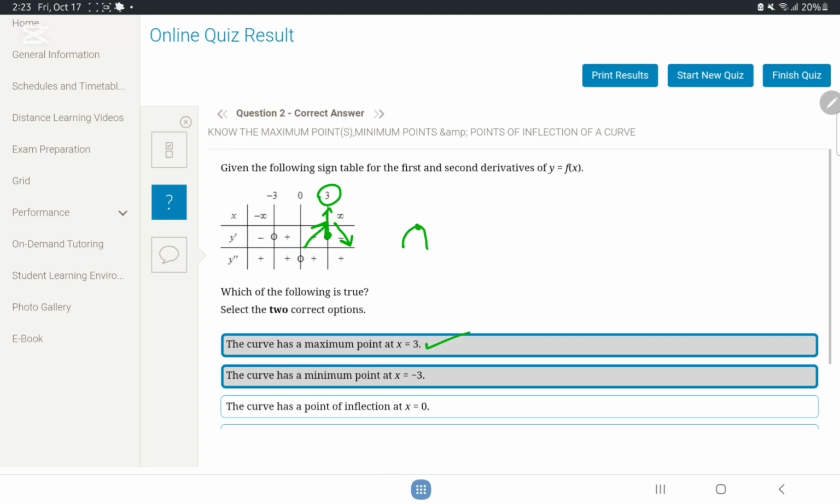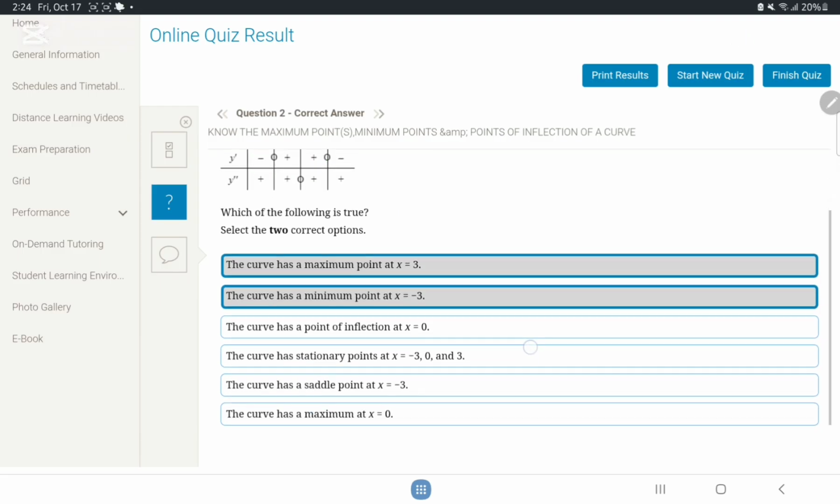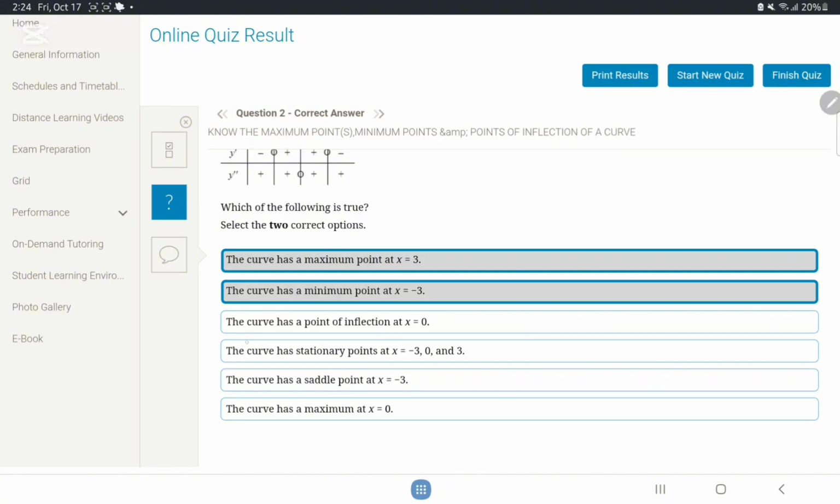Minimum at x is equal to negative 3. So this point, so decrease, then increase. So it's like this. So it is a local minimum. Two correct options, so these are the only two that we choose. The rest are logical except for the third one.